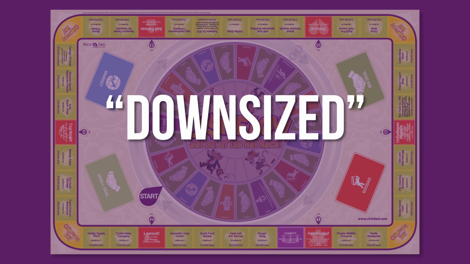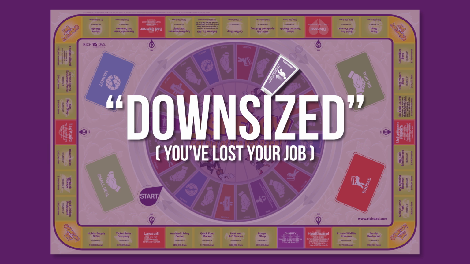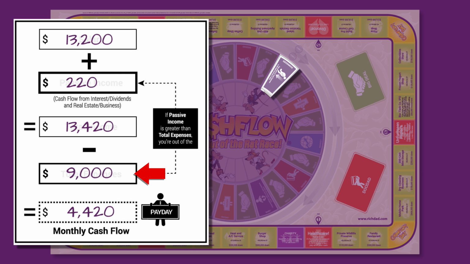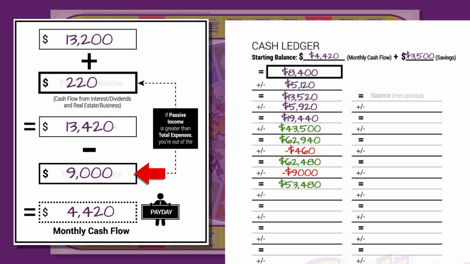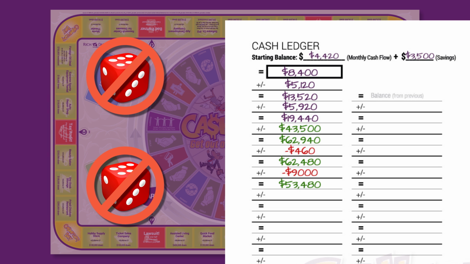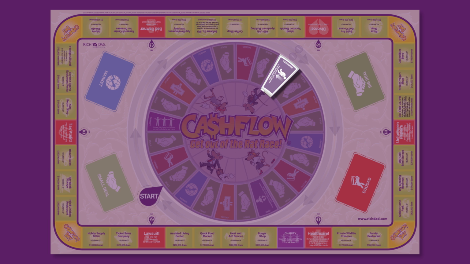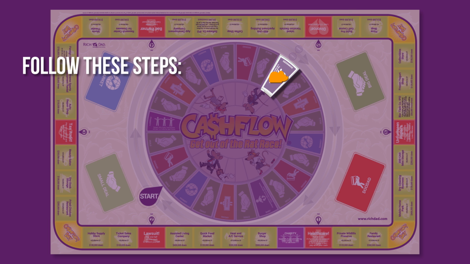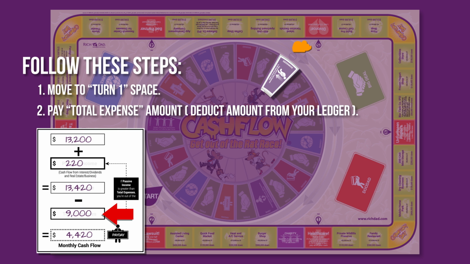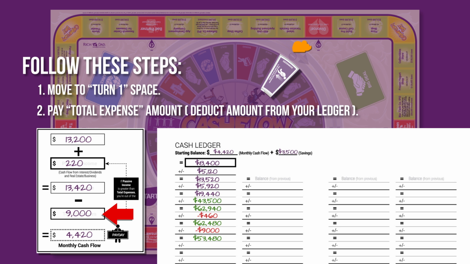Downsized. Landing on downsized means you have temporarily lost your job. Pay the amount of your total expense, adjust your cash ledger, and lose 2 turns. This also ends the effect of charity. If you land on downsized, follow these steps. Move to the turn 1 space on the outer edge of the board. Pay total expenses amount and deduct that amount from your ledger.